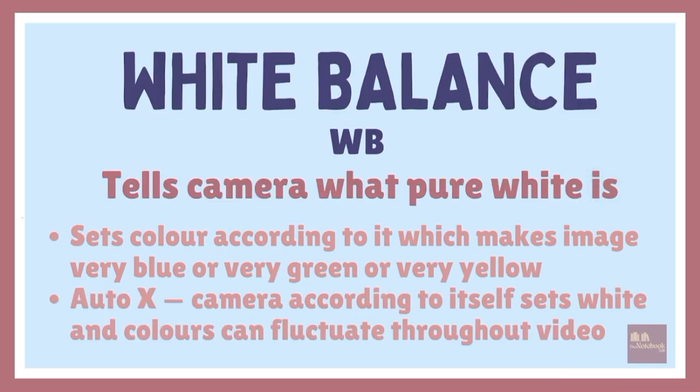Next we have the white balance, the WB. It tells the camera what pure white is. So it sets the color, according to which it makes the image very blue or very green or very yellow. You must have seen that some pictures look very gray, or very yellow, or very green or blue, they look very cool or they look very warm. That's due to the white balance settings. In auto settings, the camera sets the white color according to itself, but it can fluctuate throughout the video, so your colors might fluctuate throughout the video.